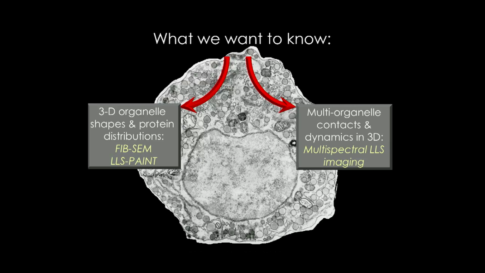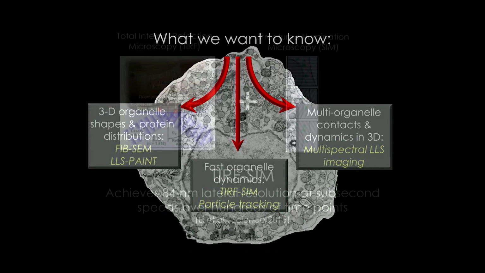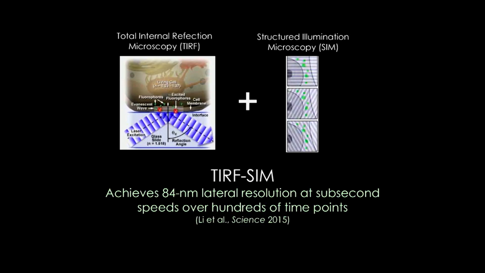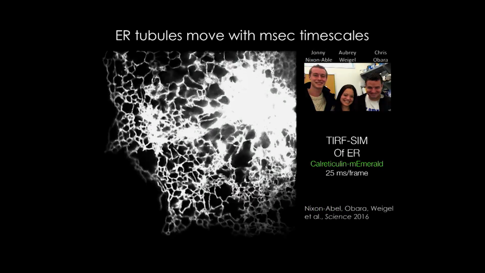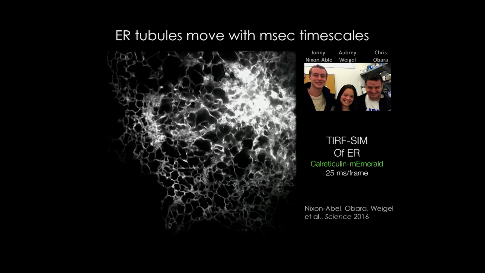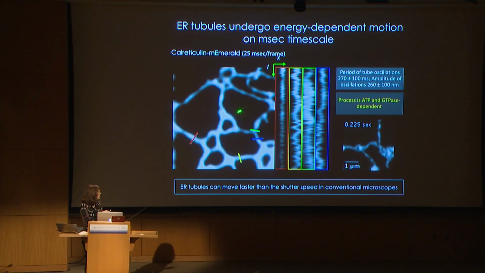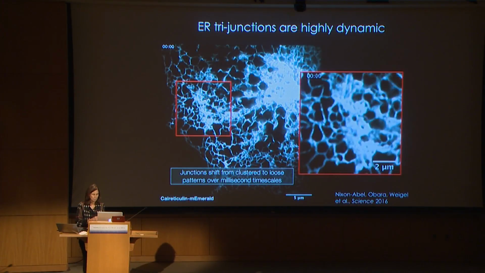Now, in my final minute or two, I want to take you through how fast these organelles can move. We know that the ER has the capability of exploring that cytoplasm. Let's look at its dynamics at higher resolution. We can do this using a FIB-SEM system. We can see these tubule matrices move incredibly fast. Interestingly, the tubes themselves undergo an oscillatory activity that's ATP and GTP dependent, so it's not just thermally driven.